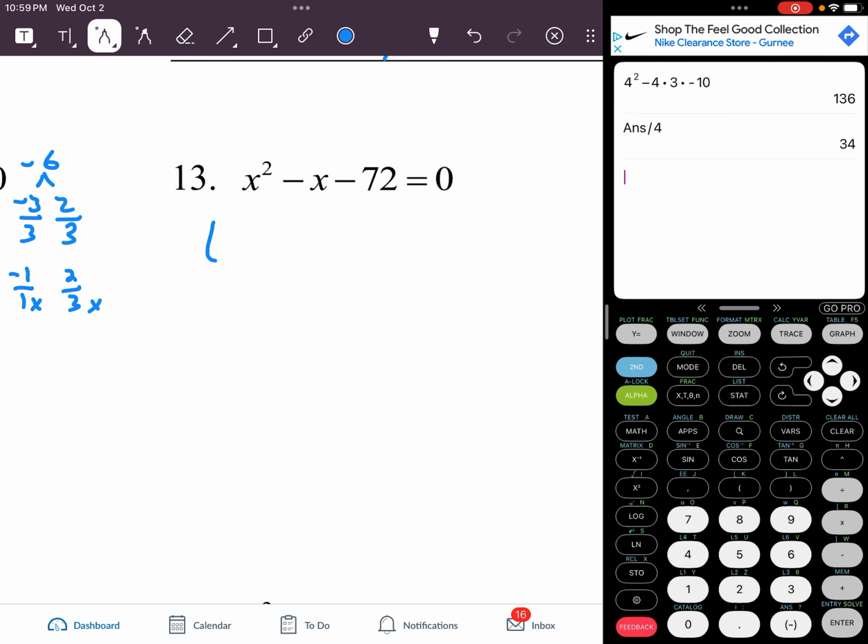Two numbers that multiply to be negative 72 and add up to be negative 1. Negative 9, positive 8. So if I set those equal to 0 and solve, I'm going to get positive 9 and negative 8.